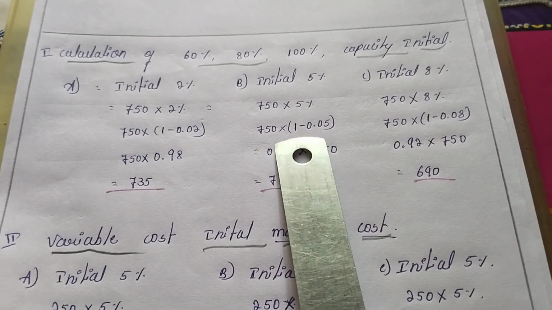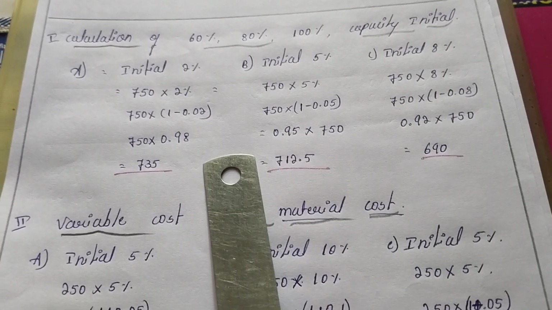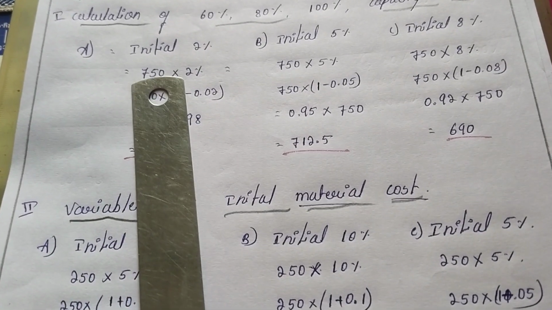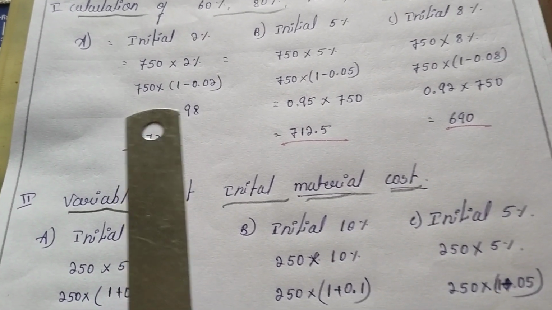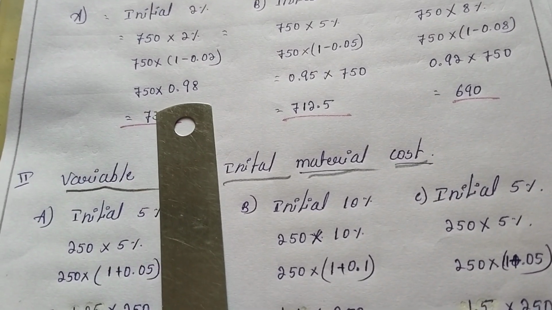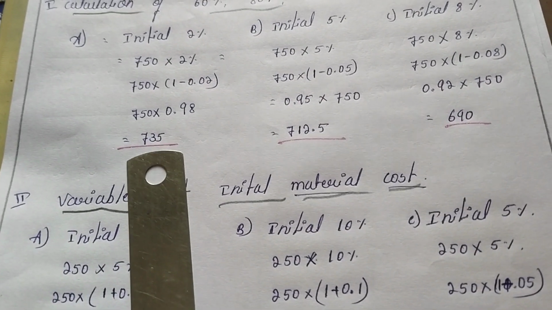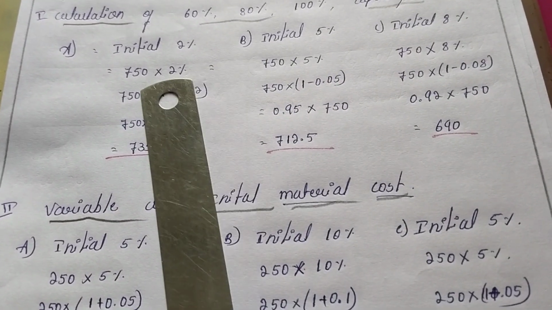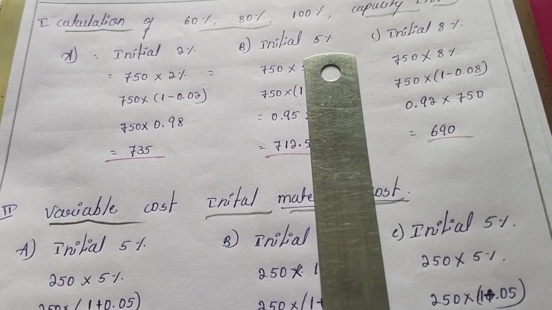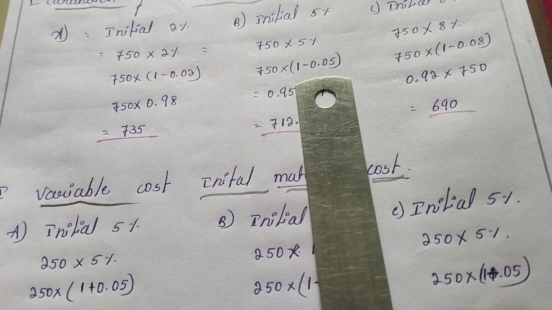We use the percentage formula to calculate the adjusted selling price. First, 750 is the selling price. 750 into 1 minus 0.02, since 2% means 0.02. 750 into 0.98, we get 734 for the 60% capacity. At 80%, we use the 5% reduction in selling price: 750 into 1 minus 0.05.